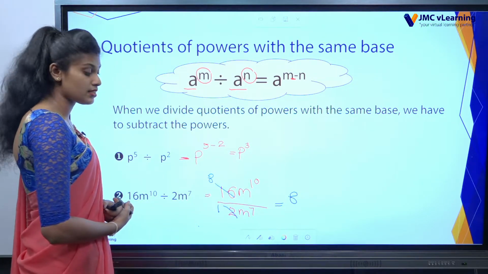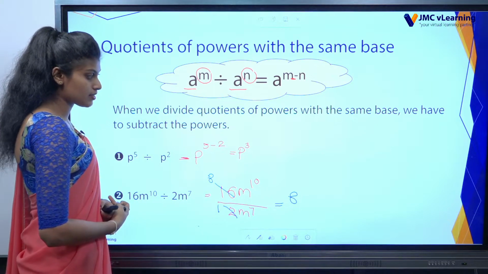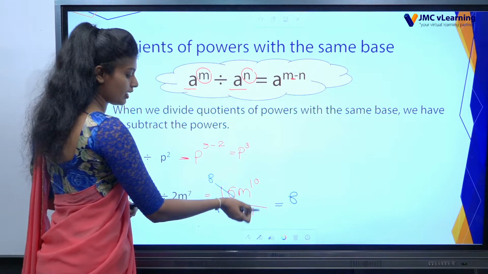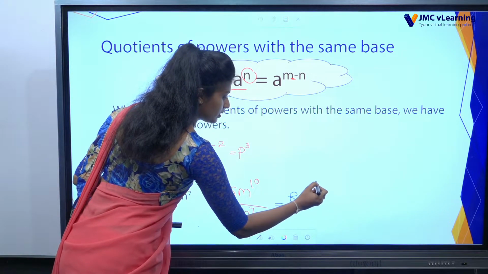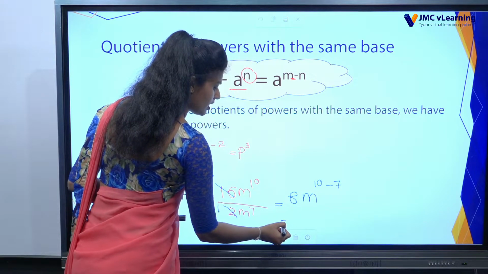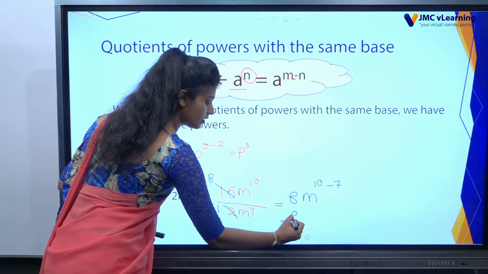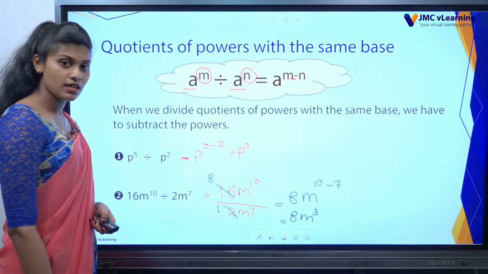Here m to the power 10, here m to the power 7. Bases are common, so let's subtract the indices. Then m, 10 subtract 7. What is the answer? 8 m to the power 3. This is the answer.